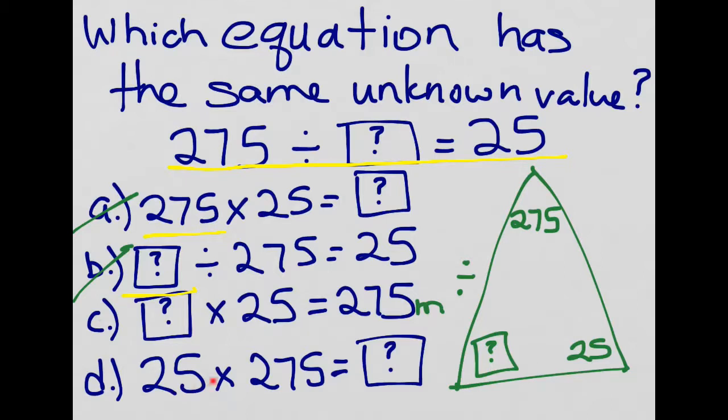D says 25 times 275 equals the mystery number. They're telling me to multiply, and so I should be using my two bottom numbers. Oh, but I'm not. 275 is on top. That one is not correct. I only have one answer that follows the rules, and it is answer C.